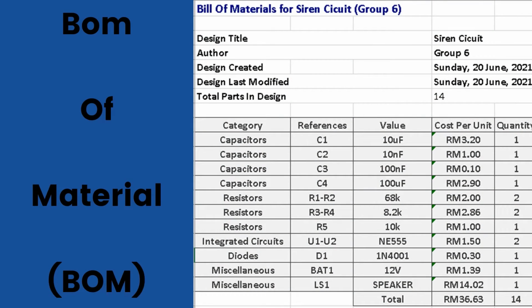For the next slide, I will explain about the bill of material for our project. In BOM, there are 5 columns where is the category, references, value, cost, and the quantity for the component. For the price of the component, I suggest to get it from online shopping such as Shopee and Lazada.